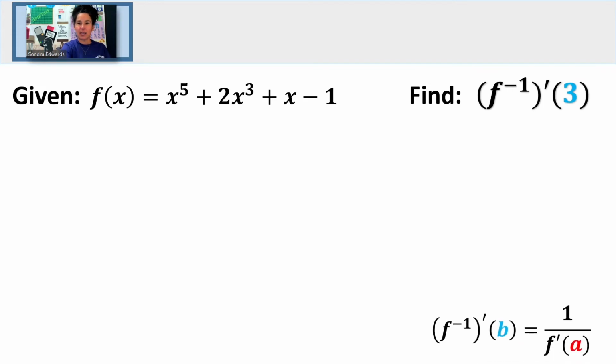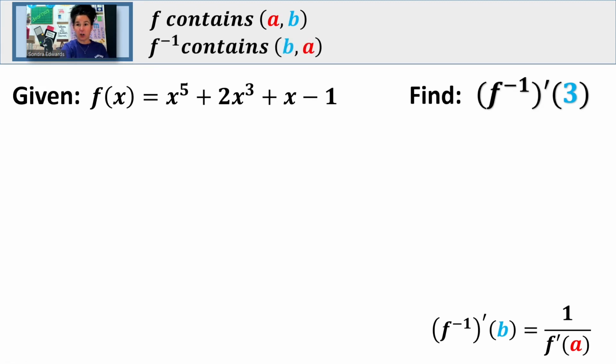So next thing we need to do, realizing we need this theorem, is figure out the coordinate. So 3 is the x coordinate on the inverse function, which means it is the y coordinate on the original function.